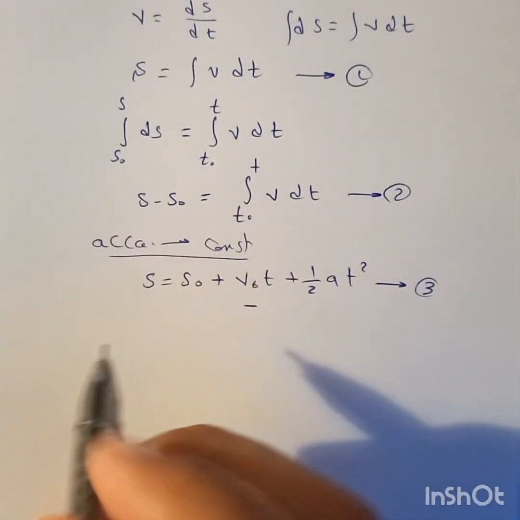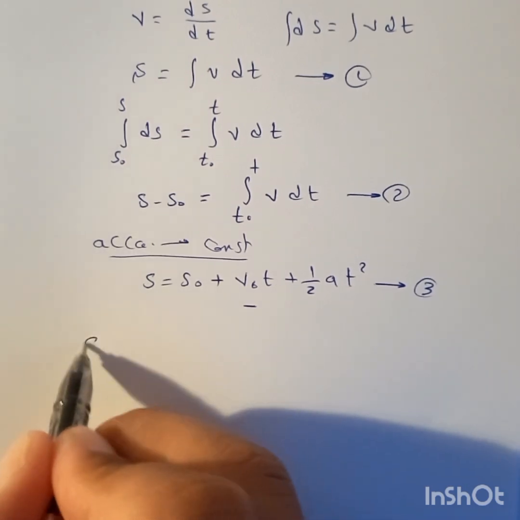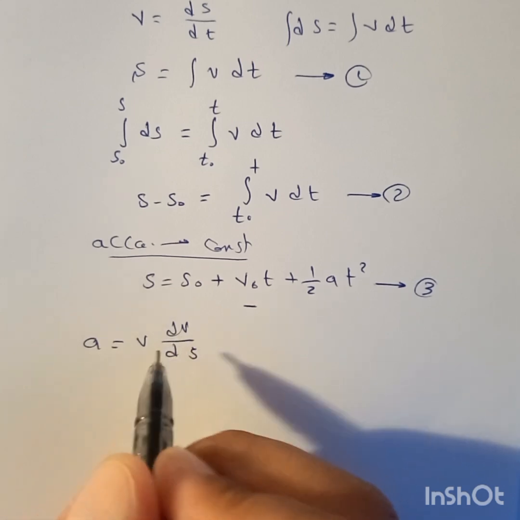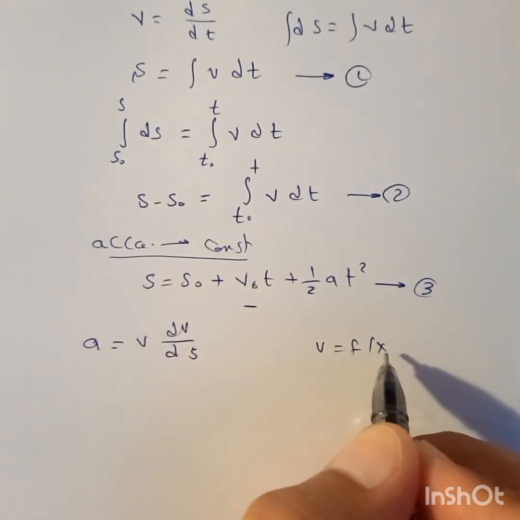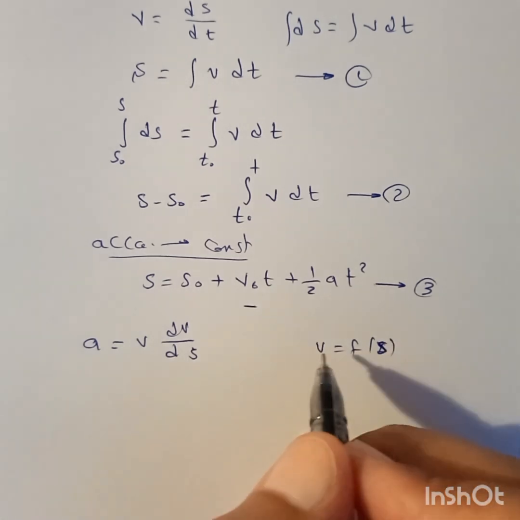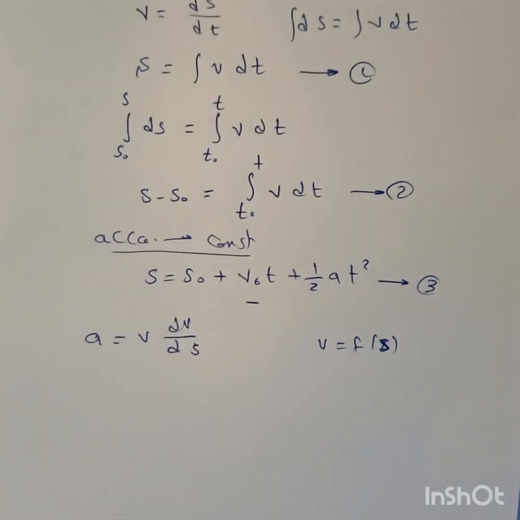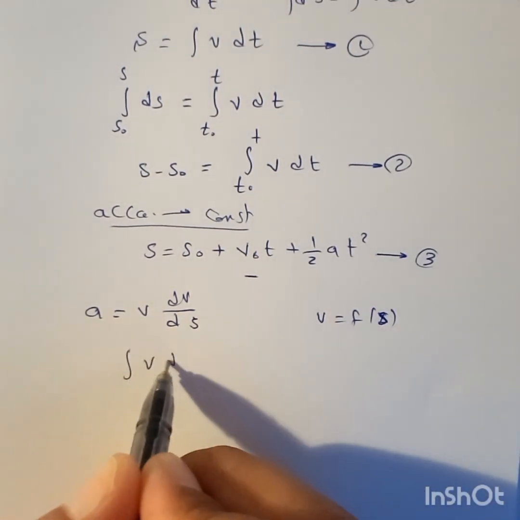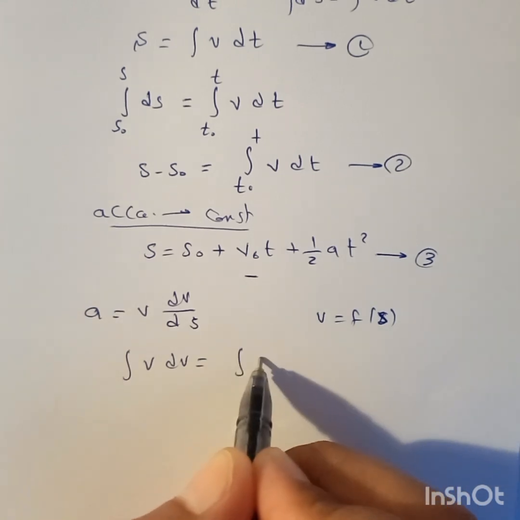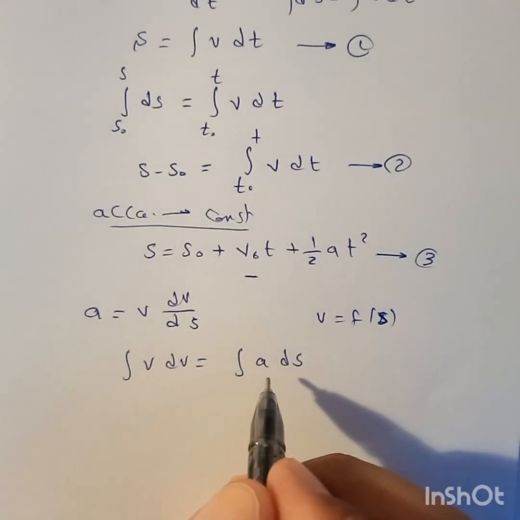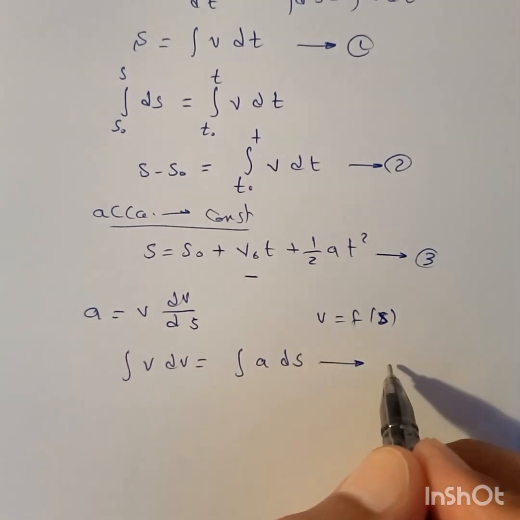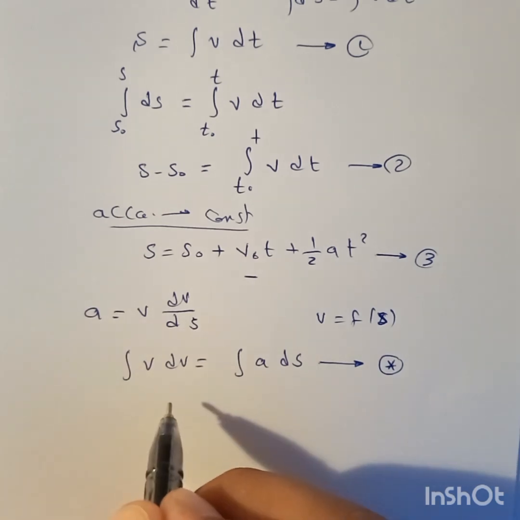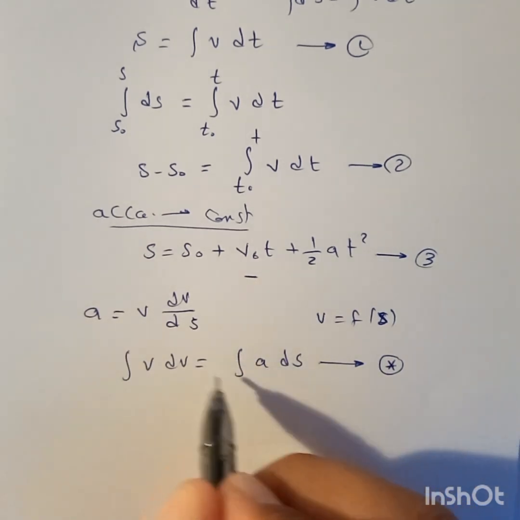Finally, we have the relation a equals v dv/ds when velocity v is a function of displacement x or s. Then by doing the variable separation, we can find the integral of v dv equals the integral of a ds. This is the first relation. Also we can use it to find v if we have acceleration, by using the indefinite integral.